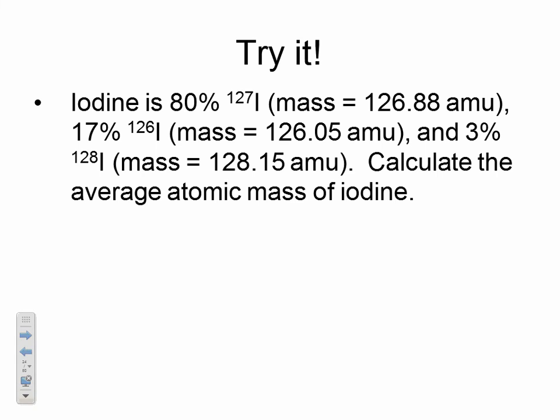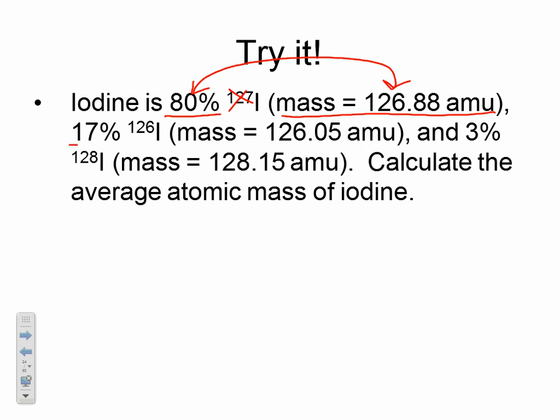So just one quick example of how this is going to work. Iodine is 80% iodine 127, and they give us a really detailed mass, 17% iodine 126, and 3% iodine 128. Calculate the average atomic mass of iodine. So mass times percent divided by 100 plus mass times percent divided by 100. Well, first isotope, 80% is iodine 127. But notice that they gave me this really detailed mass. Let's use that one, since we have more information about it. So the 80% is for the 126.88.